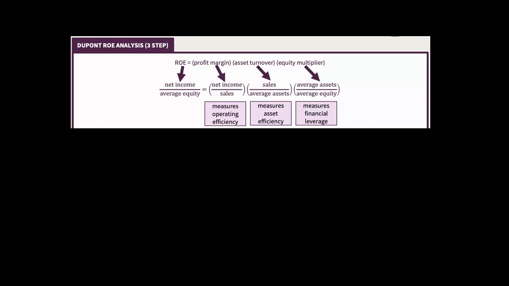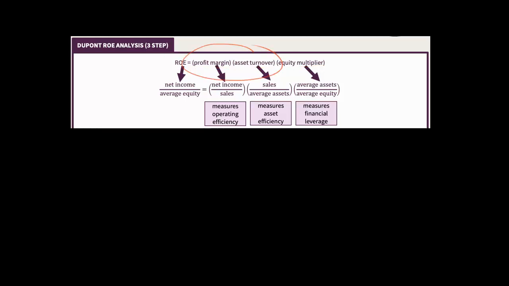Return on equity, or ROE, is one of the most important metrics for evaluating a company's performance. And we can learn more about ROE by breaking it into its component parts. ROE is the product of a company's profit margin, its asset turnover, and its equity multiplier, which is a measure of leverage. So let's dig into this more.